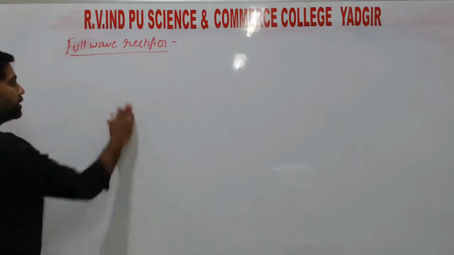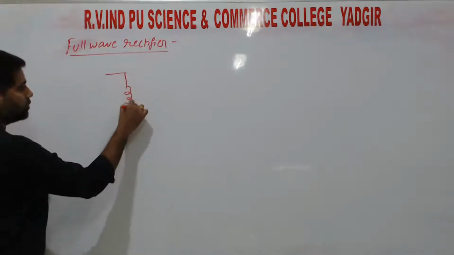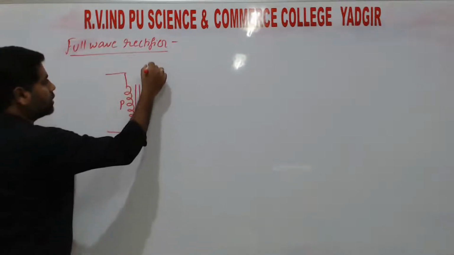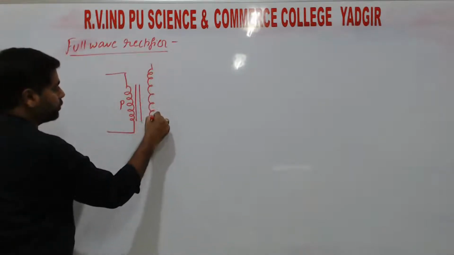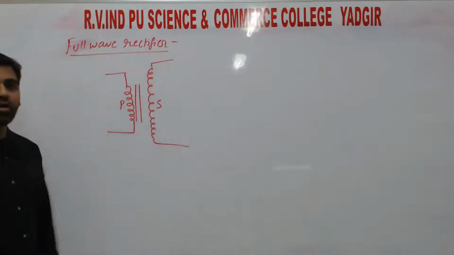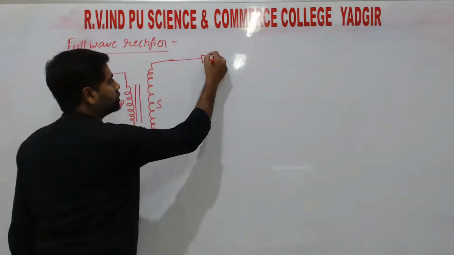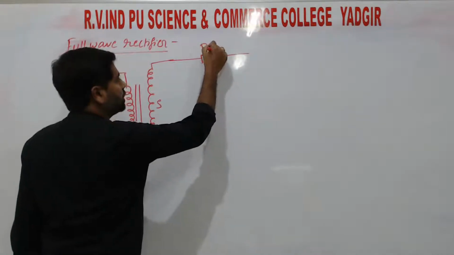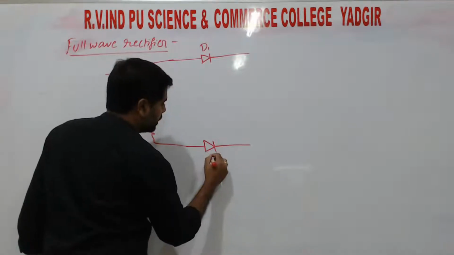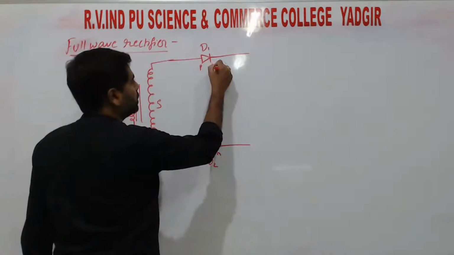So, a similar experimental setup is constructed here. Considering one transformer, it has a primary coil denoted by P and one secondary coil denoted by S, right? This secondary coil of the transformer is connected to two PN junction diodes. Calling this one D1, and here one more diode, this is D2.